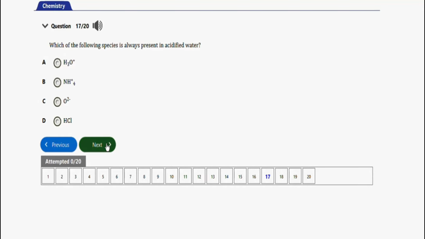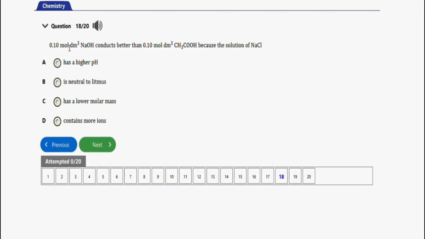The next question says 0.1 mole per dm³ sodium hydroxide conducts better than 0.1 mole per dm³ ethanoic acid because the solution of sodium hydroxide will contain more ions. Alright, that is the right answer. It's a repeated question.